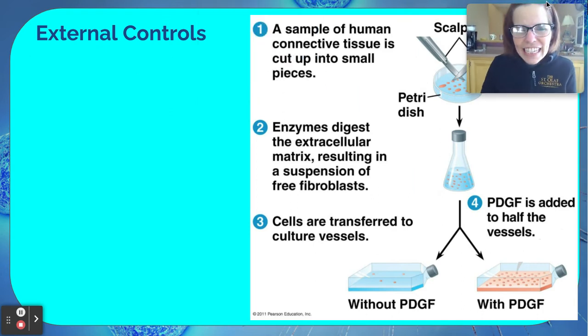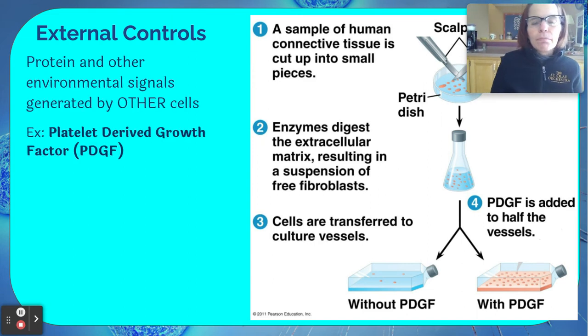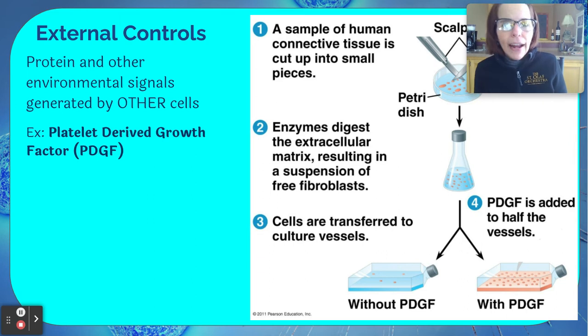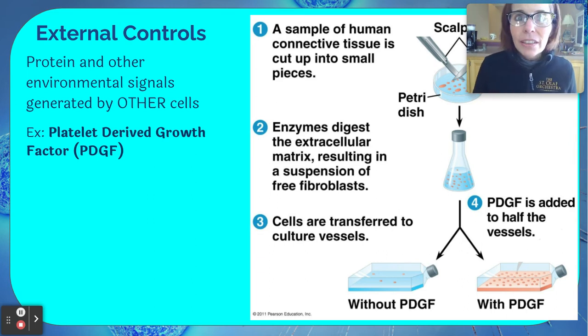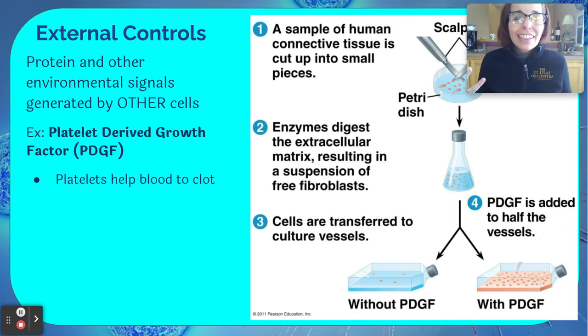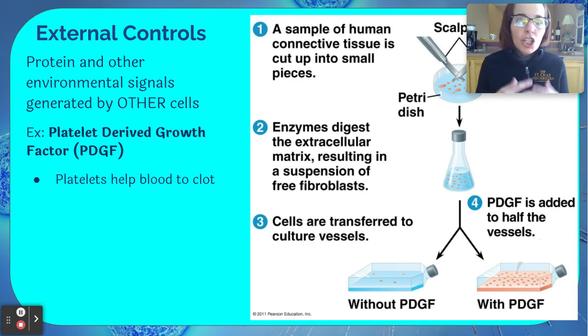Okay, here's an example of things coming from the outside that are going to impact the cell. So this one refers to platelet-derived growth factor, PDGF. Again, you don't need to write this down. I just need you to know that there are internal and external factors that are going to impact it. So PDGF, platelets are things that trigger blood clotting. So when there's been an injury, platelets get shunted to the area and they help the blood to clot.